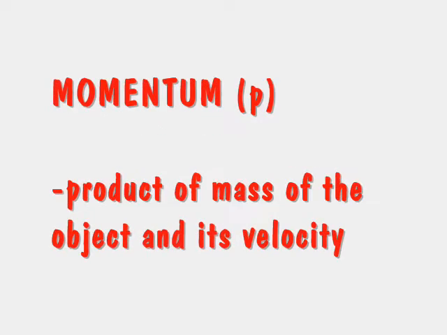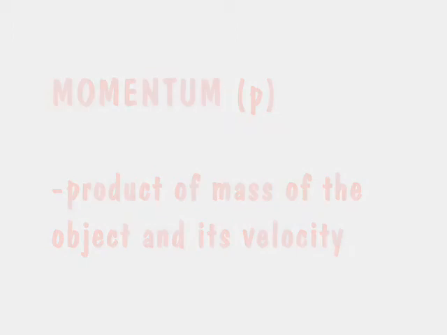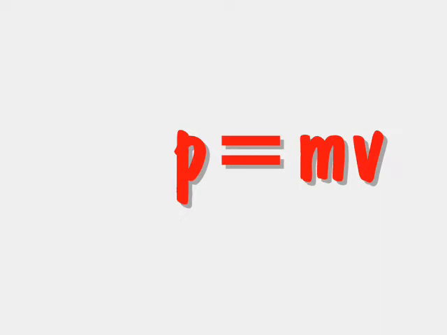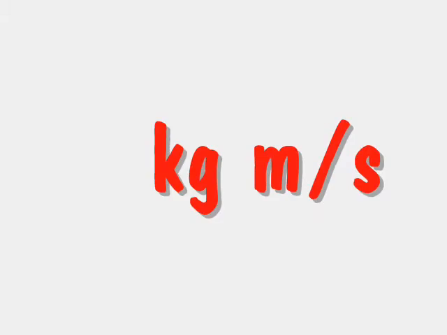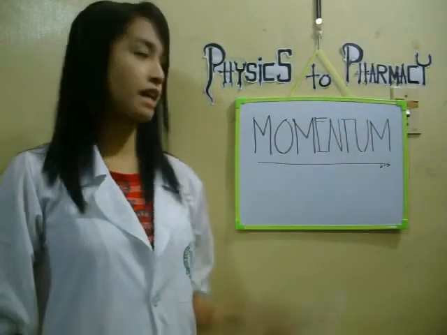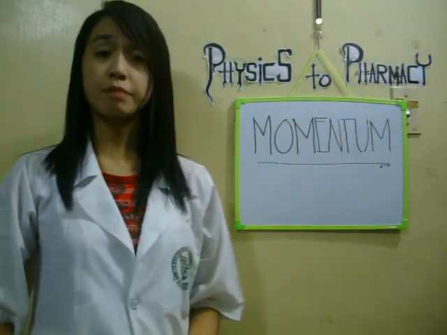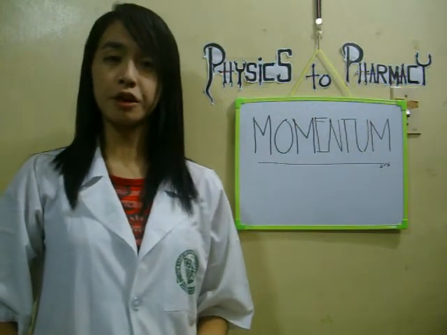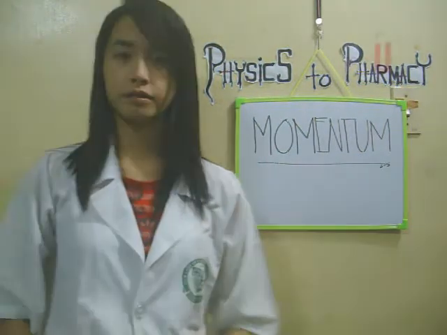Momentum is the product of the mass of the object and its velocity. Using P as a symbol for momentum, you have to remember that P is equal to mv, thus expressed in kilogram-meter per second. Every moving object has momentum. It may be large or small depending on the mass of the object.